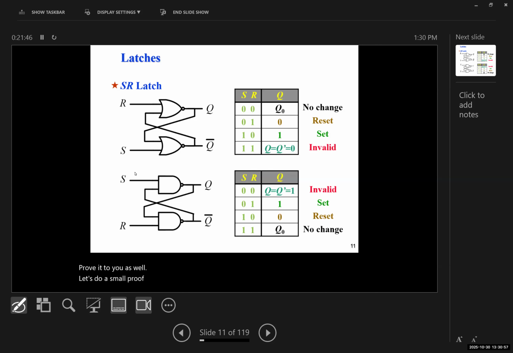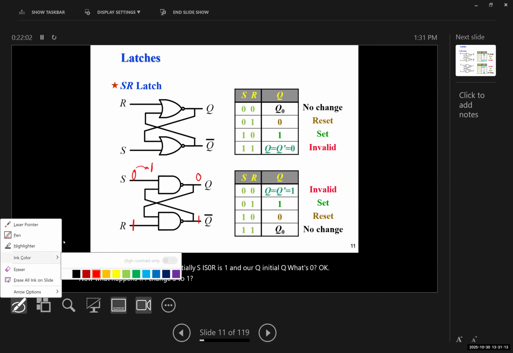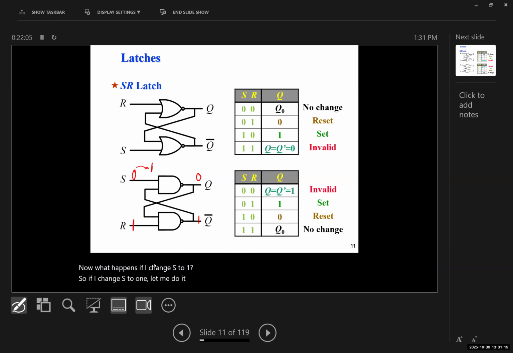Imagine initially S is 0, R is 1, and our initial Q was 0, okay? Now, what happens if I change S to 1? So if I change S to 1, let me do it with a different color. Now, this is 1, and this would be 1. 1 NAND with 1 gives us what? 1 AND with 1 is 1, so 1 NAND with 1 is what? 0. So this 0 remains 0.